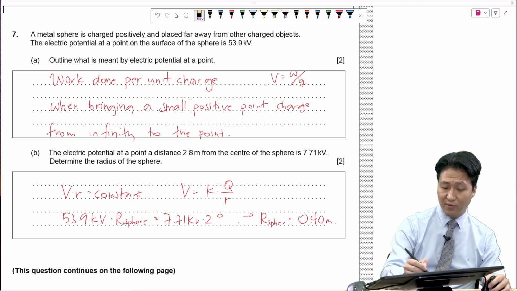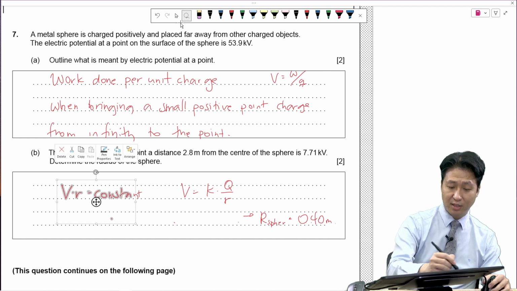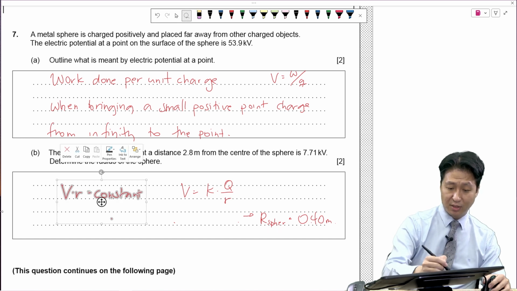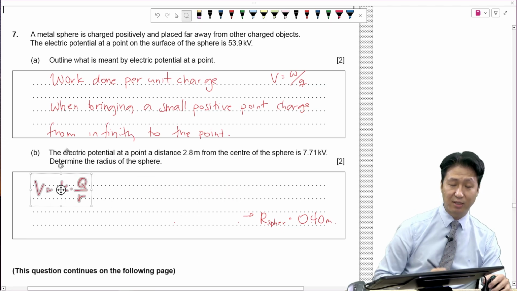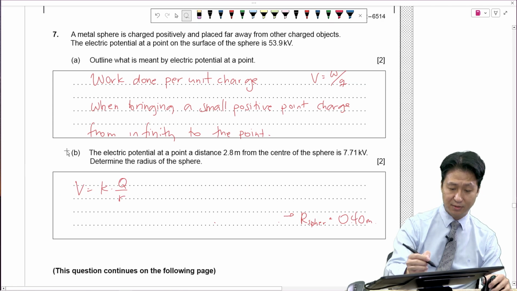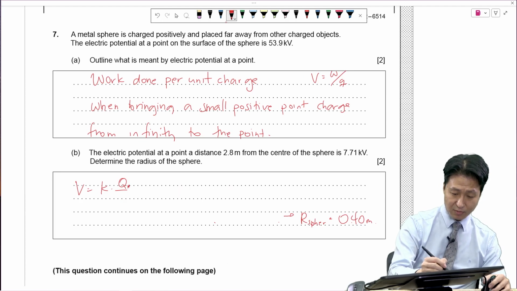There's a second way to find this answer. So if you don't want to use this method here, which we'll delete, let's just start with the voltage being the Coulomb constant times the charge over the radius. So Q1, let's put radius of the sphere. And the voltage would be the voltage at the surface of the sphere.